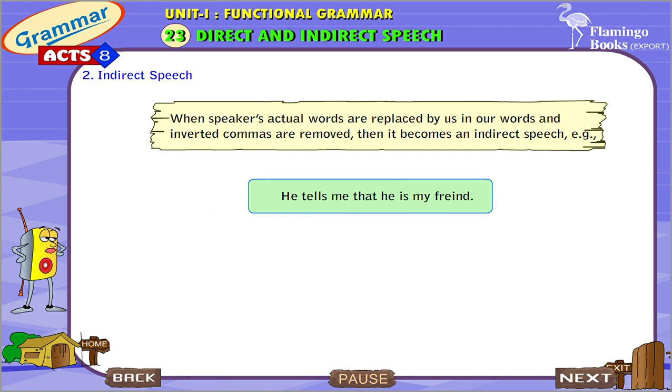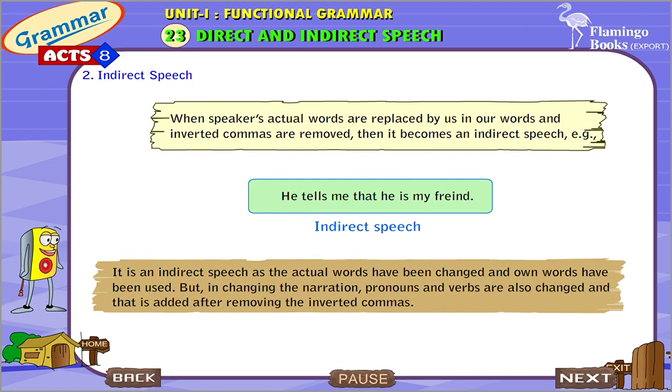Indirect speech. When the speaker's actual words are replaced by us in our words and inverted commas are removed, then it becomes an indirect speech. Example, he tells me that he is my friend. It is an indirect speech as the actual words have been changed and own words have been used. But in changing the narration, pronouns and verbs are also changed, and that is added after removing the inverted commas.